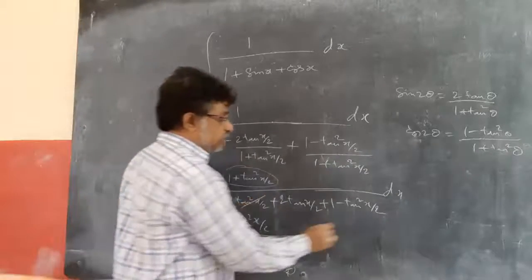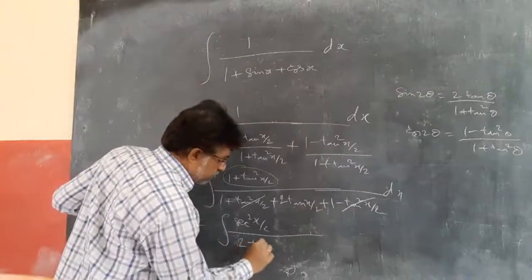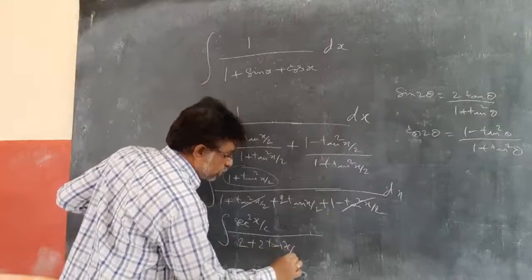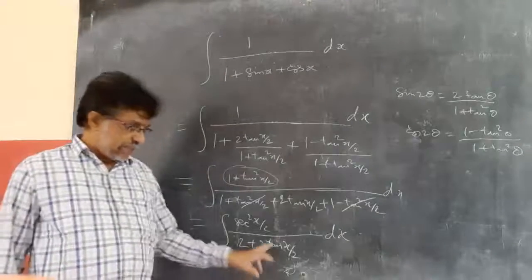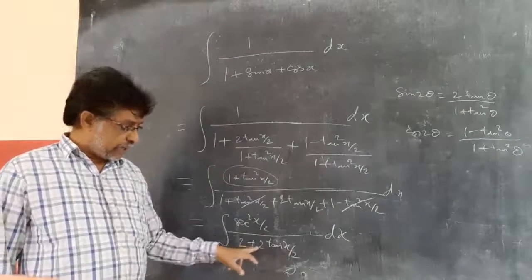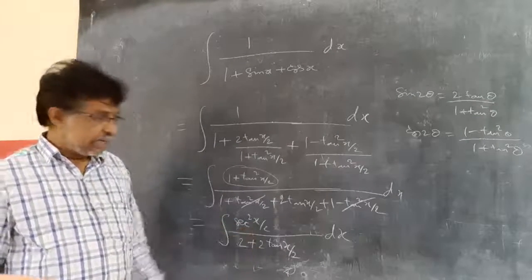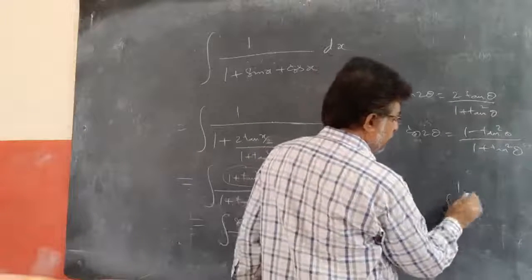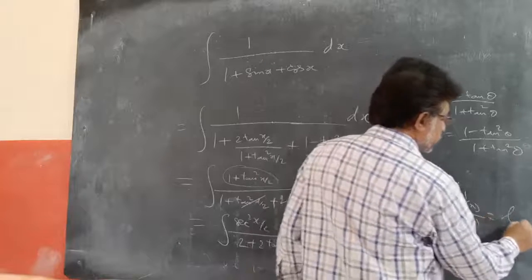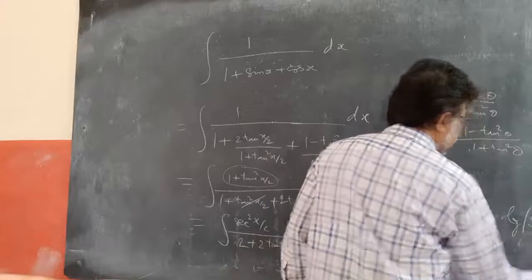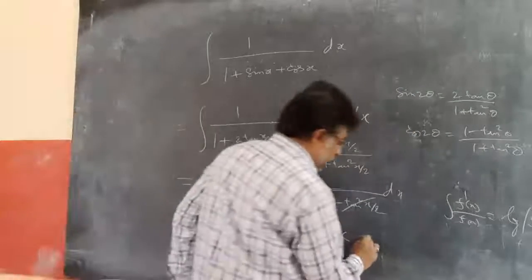Now tan square cancels. Left out is 1 plus 1, which is 2, so 2 plus 2 tan x by 2, dx. Now if you observe, the derivative of tan is secant square, the 2 in the inverse derivative gives 1 by 2, and 2 gets cancelled. So this is nothing but f dash x by fx. The integral of f dash x by fx is log mod fx. So I will use that. This is the derivative of this, f dash x by fx, so I can write simply log mod fx.